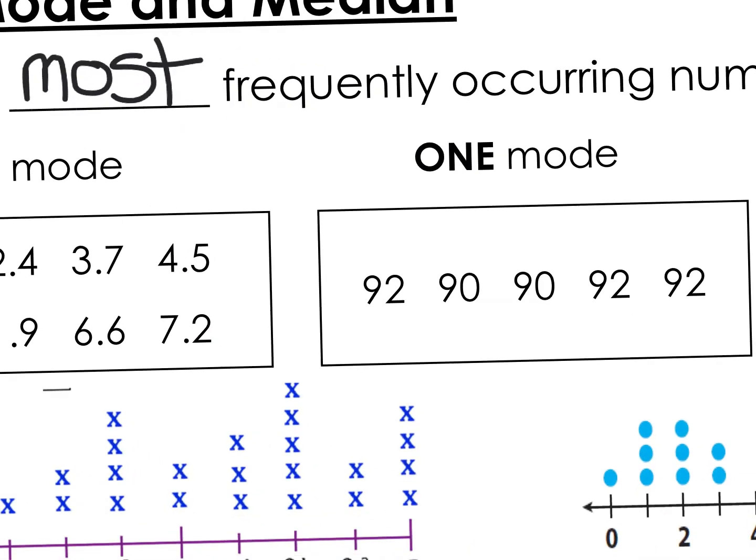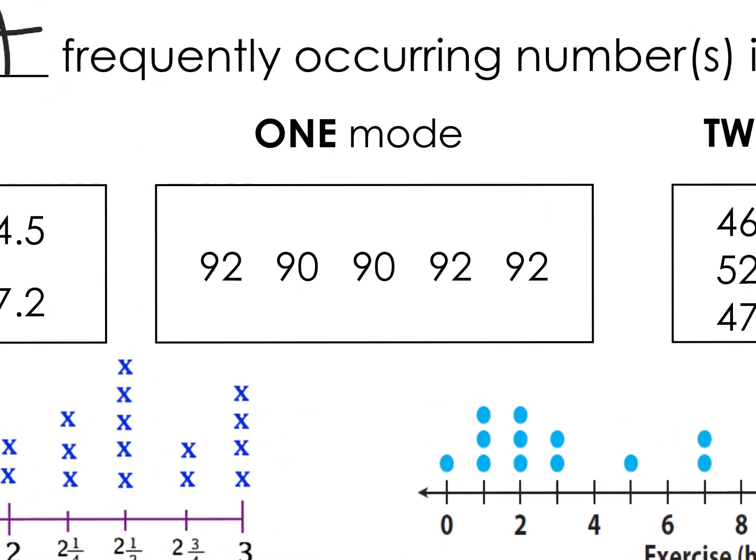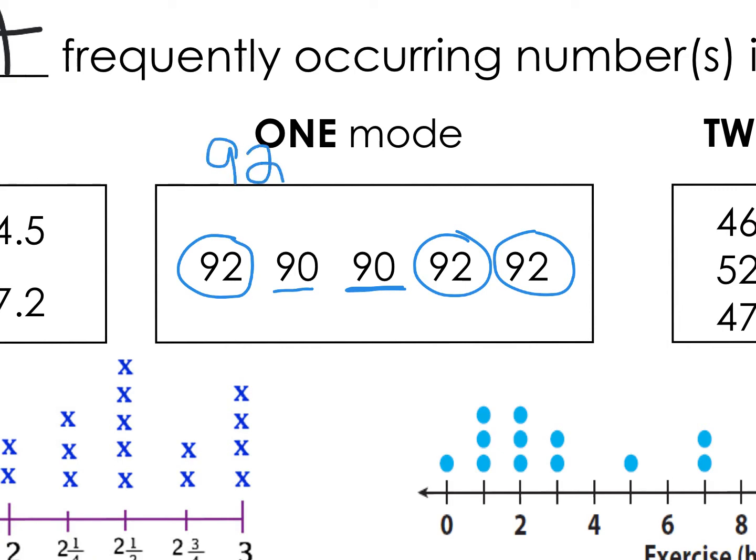All right, now let's look at an example where there's one mode. So here we can see that 90 does occur 2 times, but 92 occurs 3 times. So because 92 occurs more than 90, 92 would be our mode. So 92 occurs more. So 92 would be our mode here.